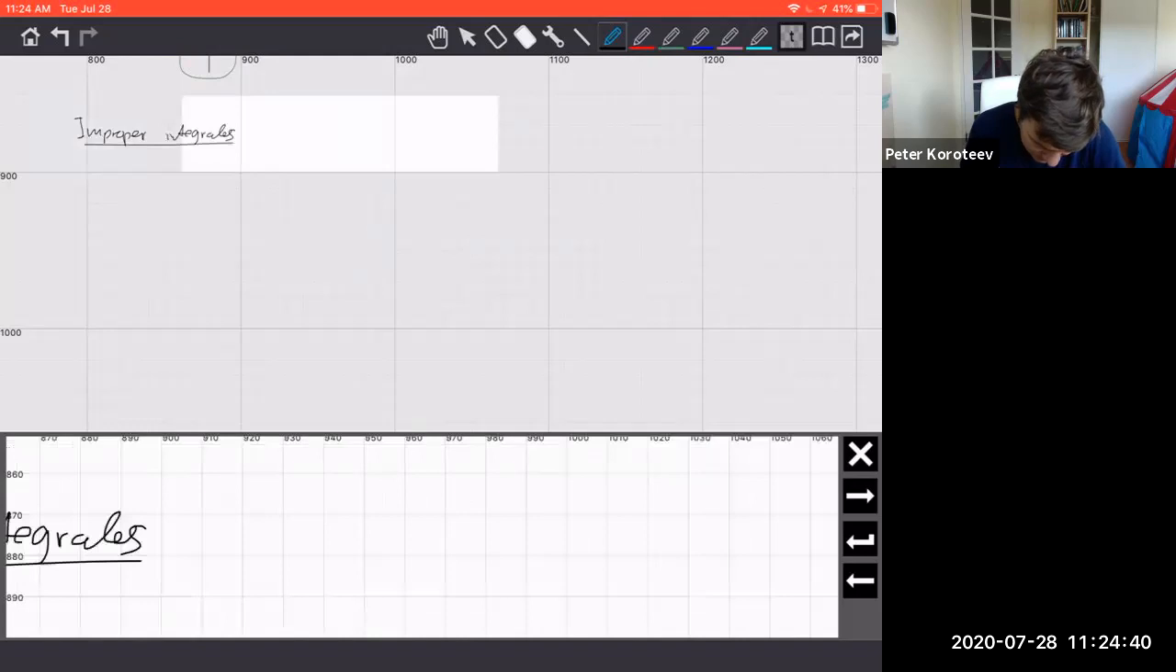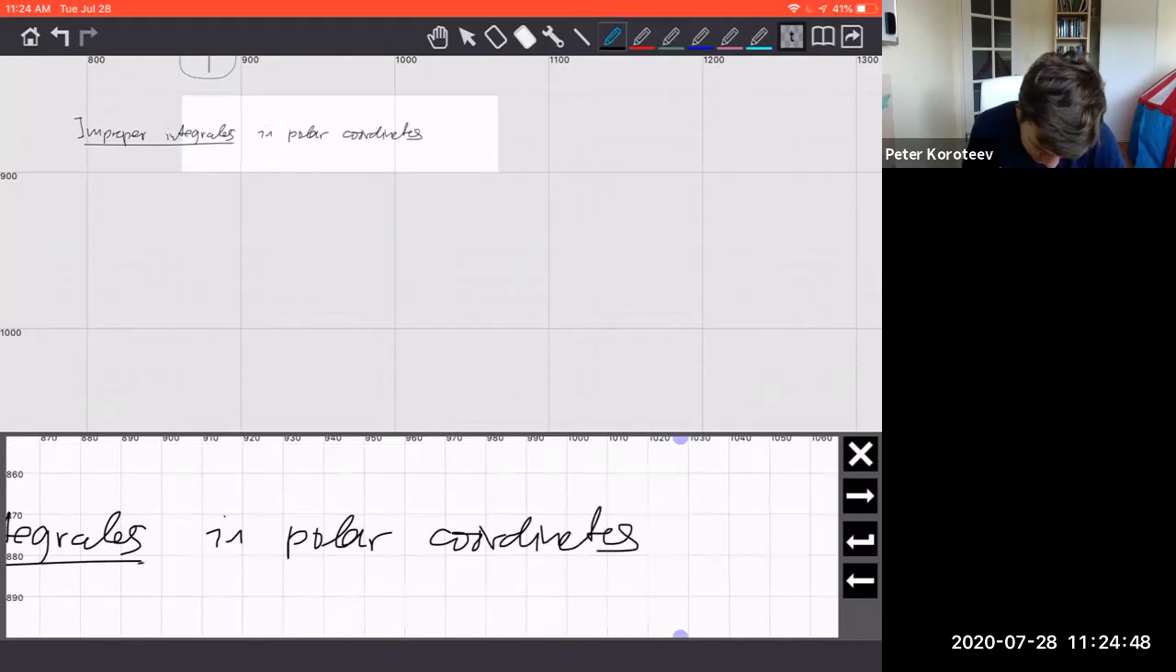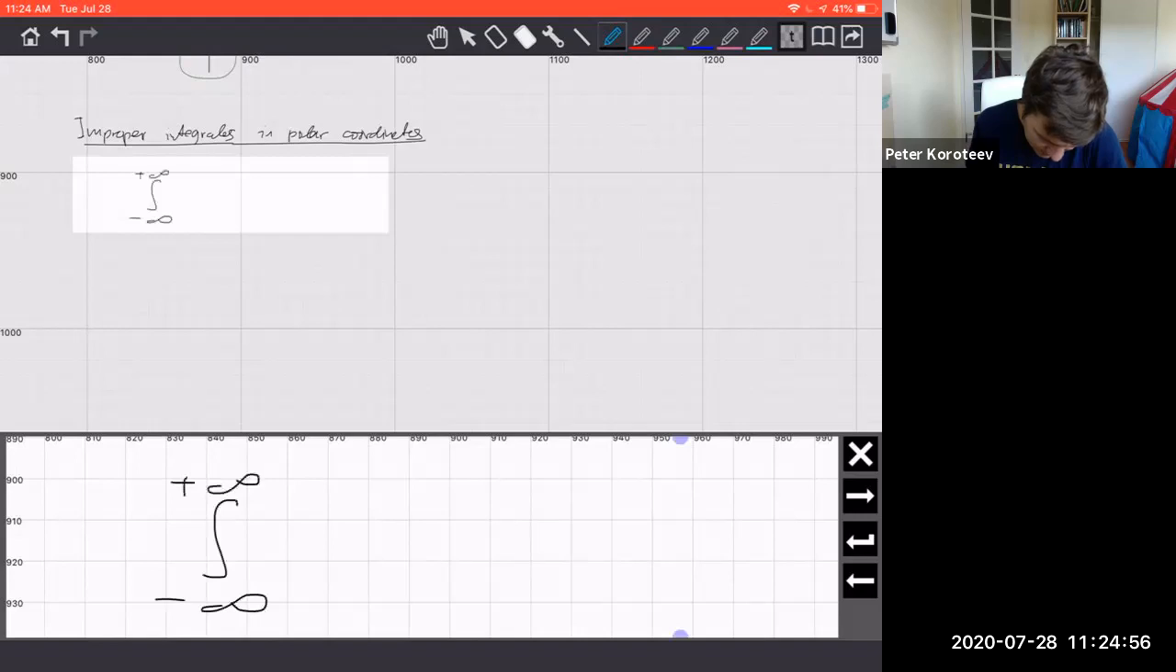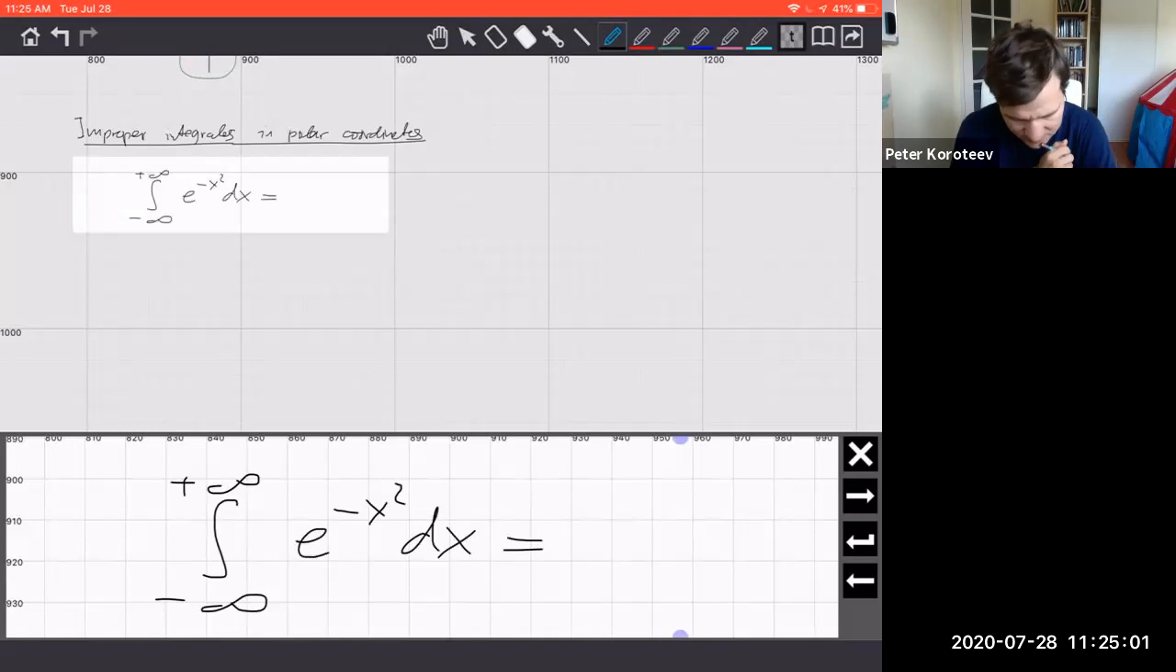Improper integrals in polar coordinates. And we'll solve two problems at once. So first, you've probably seen this integral before. Does anybody remember what it is equal to? Yeah, that's the bell curve.